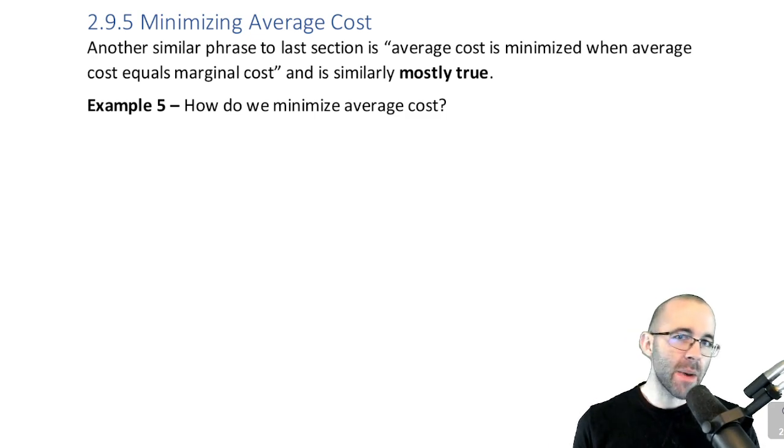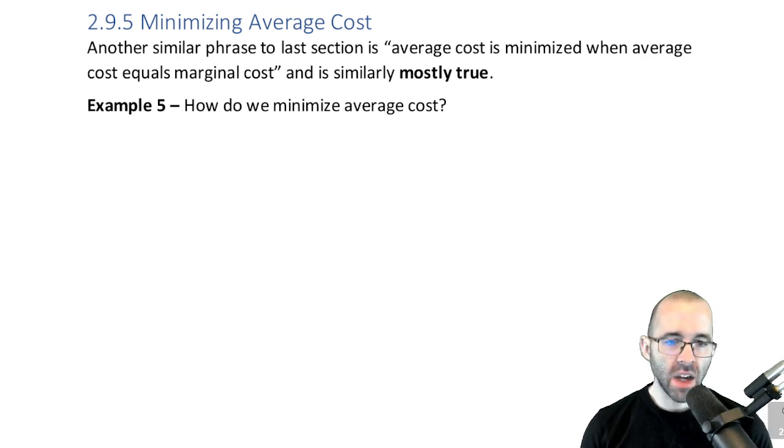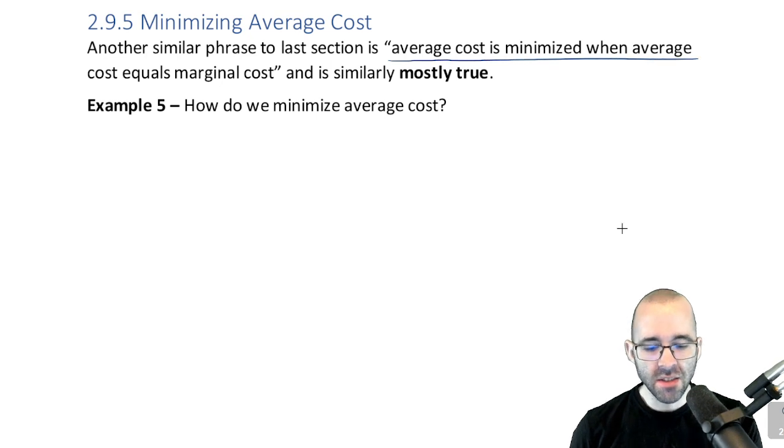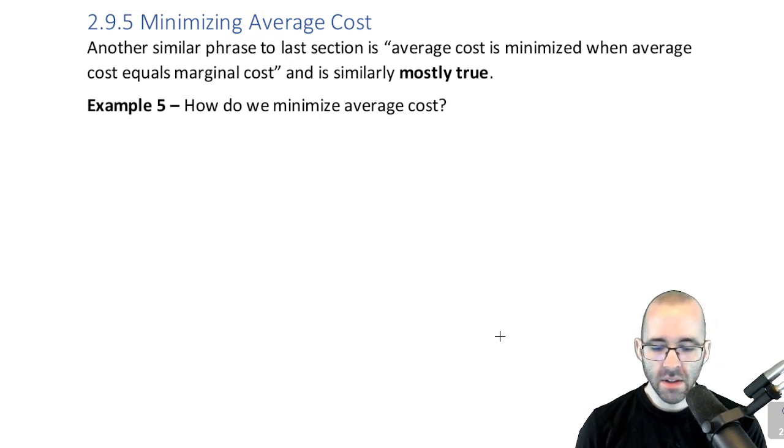The last video we talked about a shortcut for finding critical points for profit. Let's find a shortcut for finding critical points for average cost. Another phrase that is said in the business and economics world is that average cost is minimized when average cost equals the marginal cost. And again, it's mostly true. That does give us a critical point.